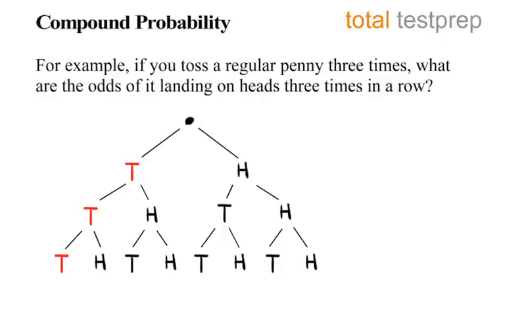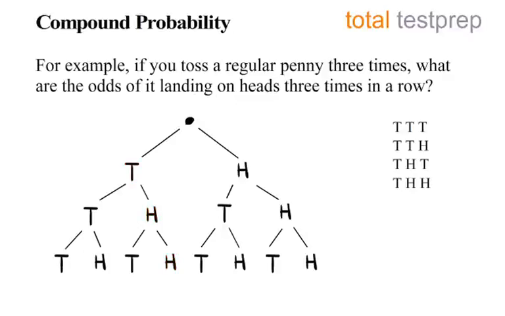One branch that might have occurred would have been the tails, tails, tails branch, or that the penny had landed on tails 3 times in a row. Another possibility would have been the tails, tails, heads branch. So this is where the penny landed tails in the first toss, tails in the second toss, and heads in the third toss. The penny could have landed on tails the first toss, heads the second toss, and tails the third toss. Or it could have landed on tails the first toss, heads the second toss, heads the third toss.